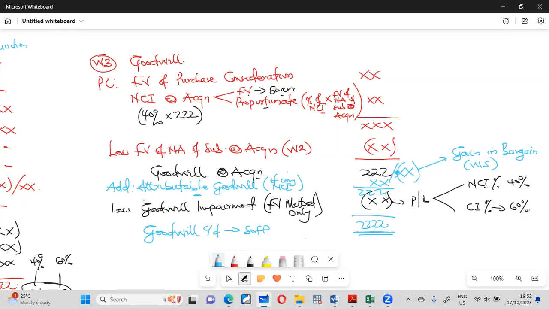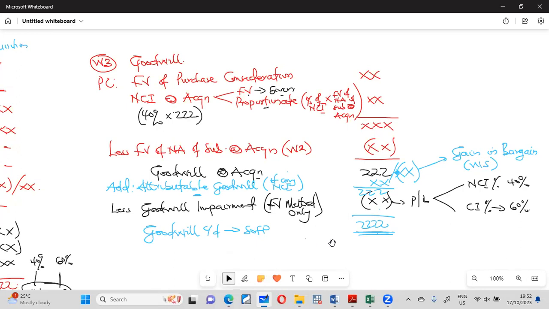And that one, you will have to add it to your workings 5. So when we get to workings 5, we will push it there. So we won't do it like it's a negative. We won't even get to goodwill carry down. You just add it to your workings 5, because it's a profit that you have obtained from buying something.